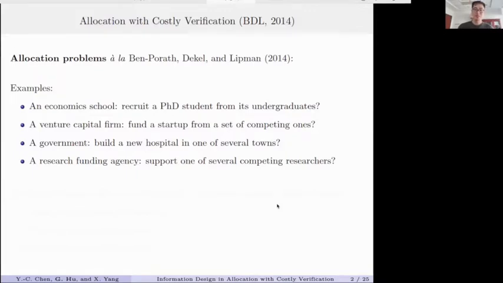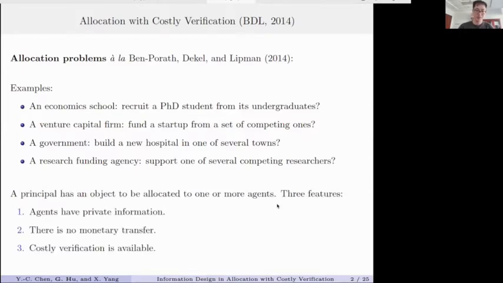For those kinds of allocation problems, we have 3 main features. First of all, the principal has an object to be allocated to one or more agents. And the 3 features are as follows. First, agents have private information. Like in the research funding application problem, we have private information about our own research ability.